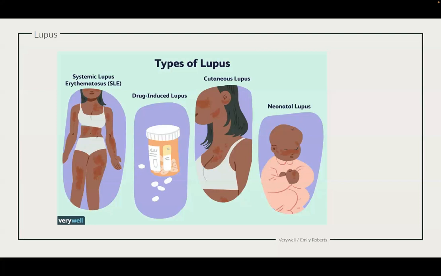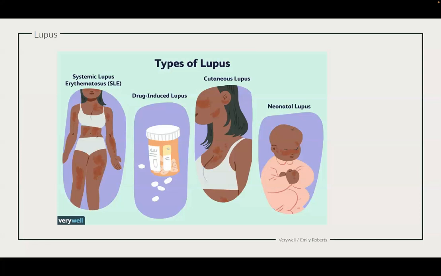The third type is cutaneous lupus. This form particularly affects the skin. The most recognizable symptom is the butterfly-shaped rash across the cheeks and the nose, and discoid rashes, which are circular and scaly patches that can leave scars. So that's seen in that image there.